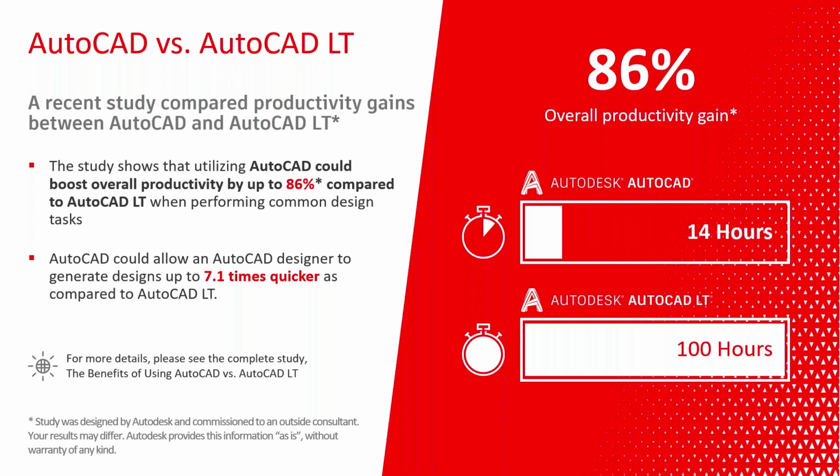But just to give you an idea, that means that when you're working in full AutoCAD and you're doing 14 hours work, that's pretty much the equivalent of 100 hours work in LT, or vice versa. If you're working in LT and you do 100 hours of work, you could do that in 14 hours, hence the 86% productivity gain. Now, what this means is an AutoCAD designer can generate designs up to 7.1 times quicker as compared to AutoCAD LT. That's a pretty cool statistic when you think about it.